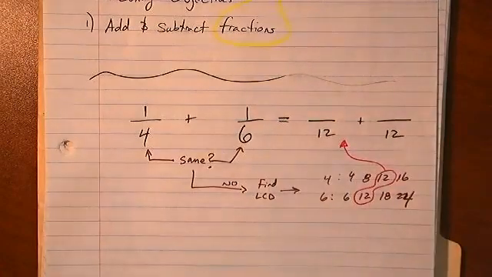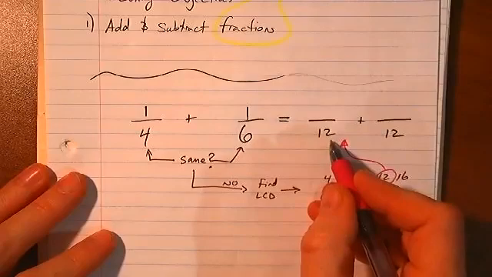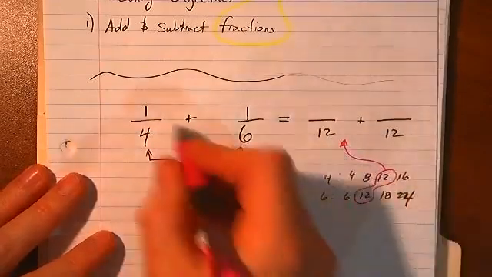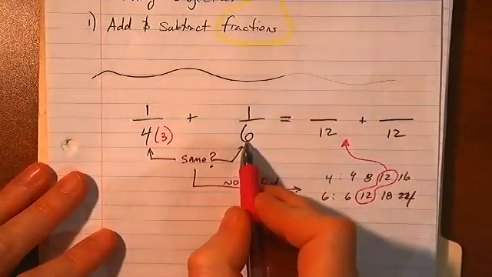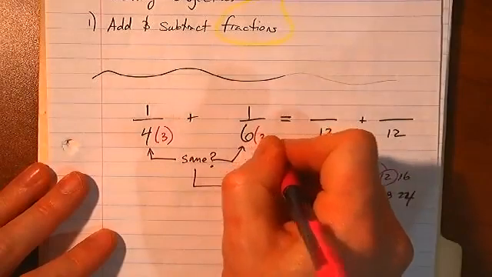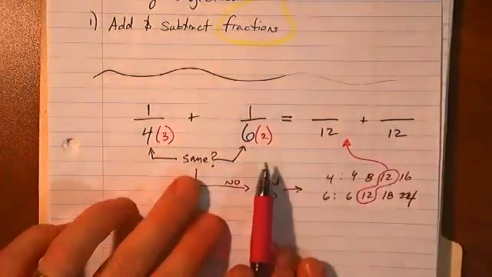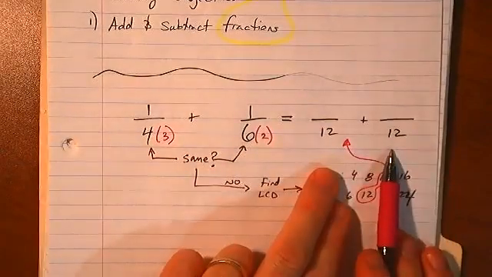Okay. So what I need to think about is, how do I take a 4 and turn it into a 12? Well, the way you get 4 to 12 is you multiply that by 3, right? And how do I take a 6 and turn it into a 12? Well, the way you get a 6 into a 12 is you multiply that by 2. So this is basically the process that I'm doing in order to turn my denominators into 12s so that they will match.